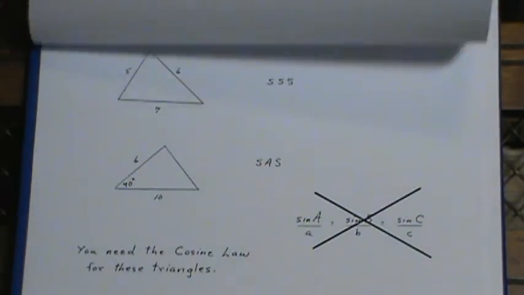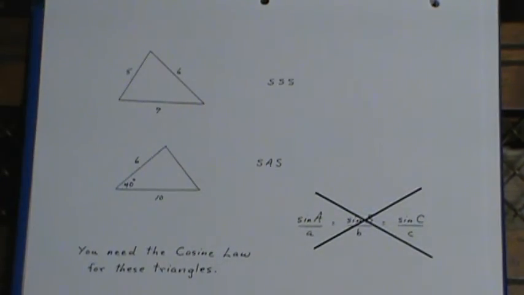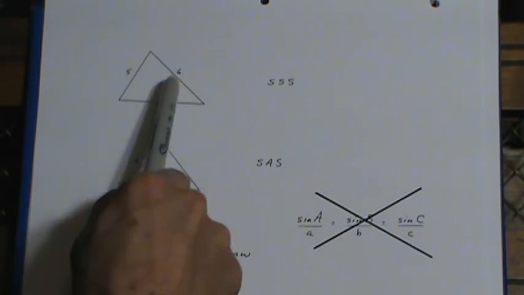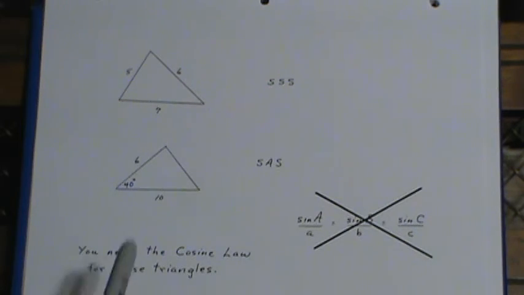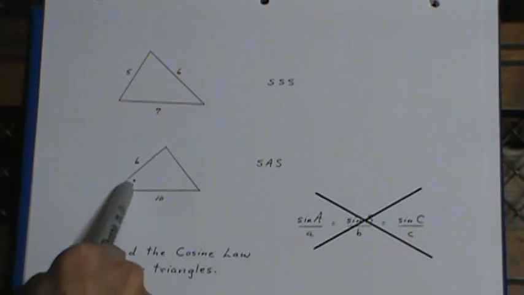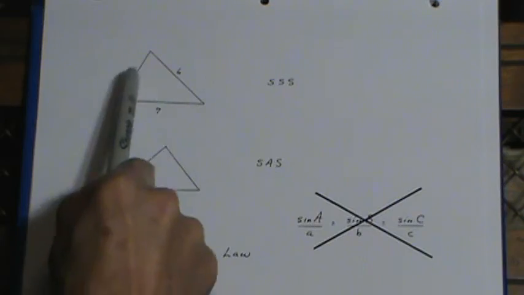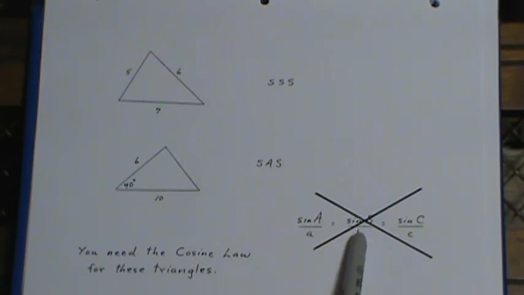Now just one final thing I want to mention before I close here. There are two triangles where you cannot use the sine law. If you're given three sides, or two sides and the angle between them. Because if you've got three sides, you've got the bottom of each fraction here and you can't get started. In this case, you have a side, this angle, and that side. And again, you can't get started with the sine law. And you need the cosine law to do those.